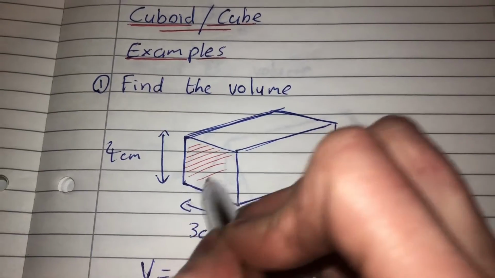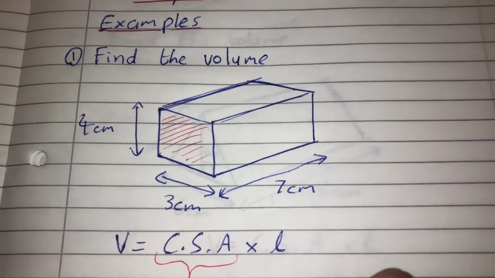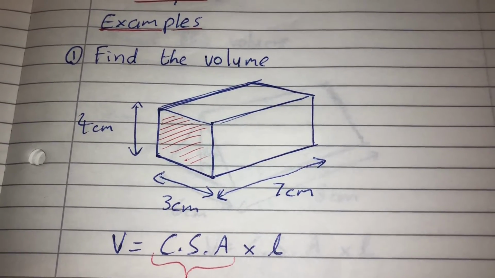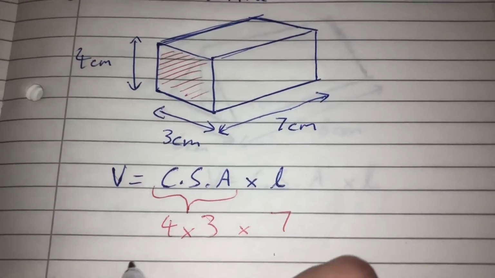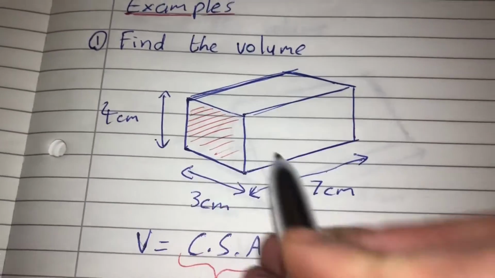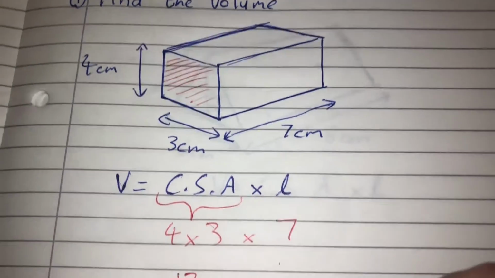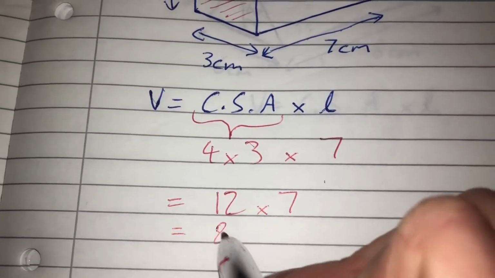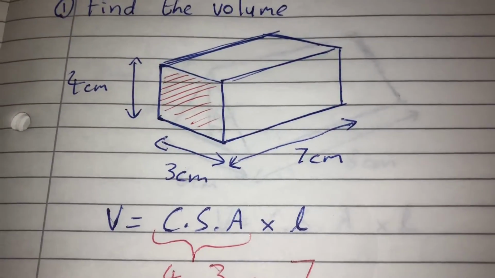So cross-sectional area is base times height, which in this case is 4 times 3. Okay, and then we would simply multiply that by the length here, which is 7. Okay, so the cross-sectional area, 4 times 3 is 12. So the area of this rectangular face in the end of this cuboid would be 12 centimeters squared. Multiply that by 7. 12 sevens, 84 centimeters cubed for the overall volume of this cuboid.